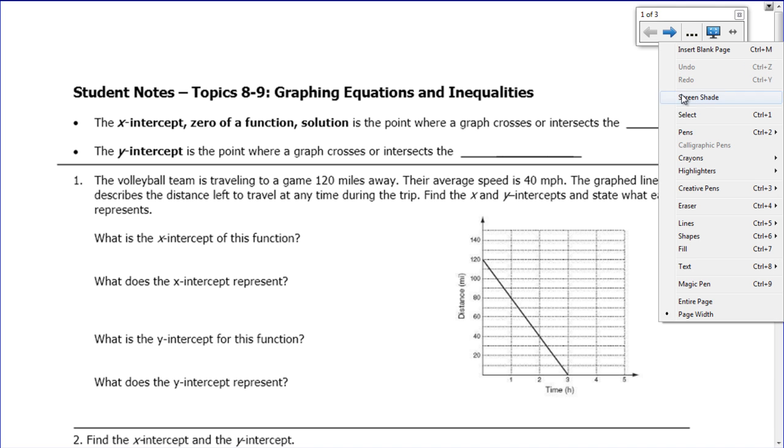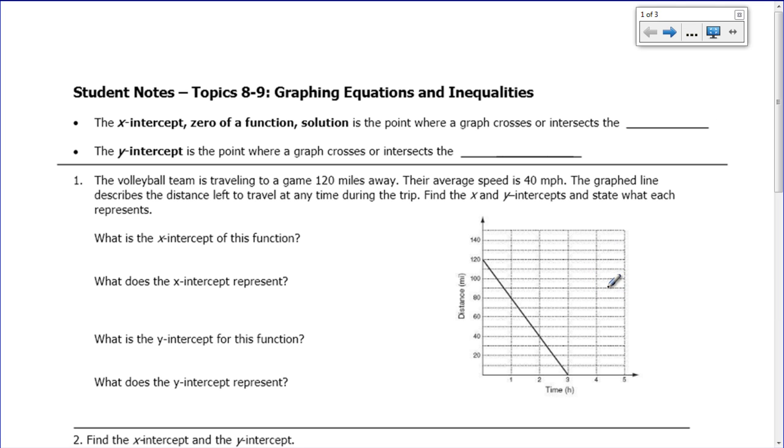This is graphing equations and inequalities. They're both going to be together in one video. So let's review a few things first.